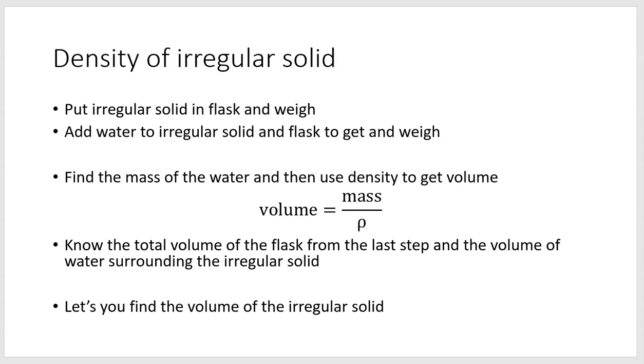Now, just like we can calculate masses by difference, we can calculate volumes by difference. And so we know the total volume of the flask. We subtract out the volume of the flask that's occupied by water around the irregular solid, and the difference is the volume of the irregular solid. And you already know the mass of the irregular solid and the volume of the irregular solid, so you can calculate the density.